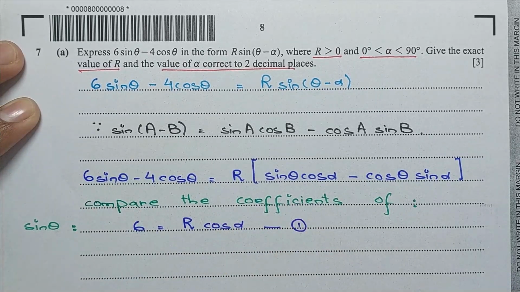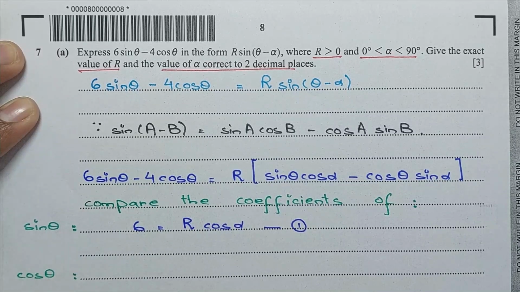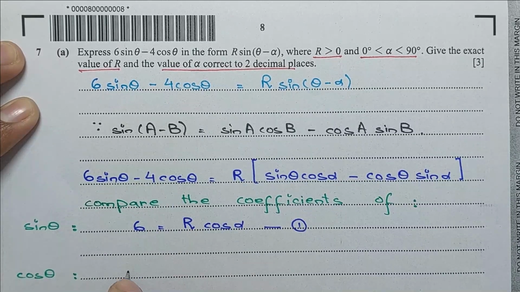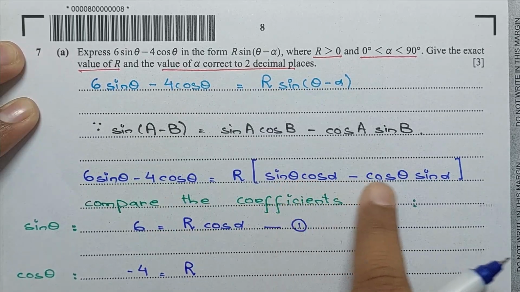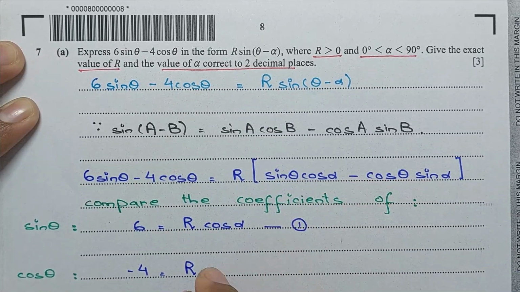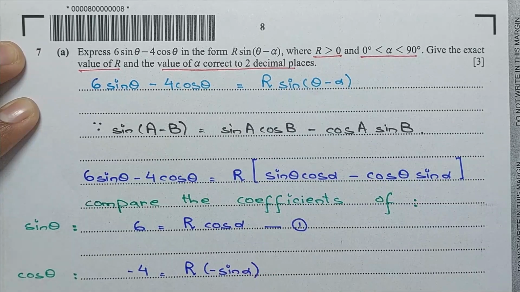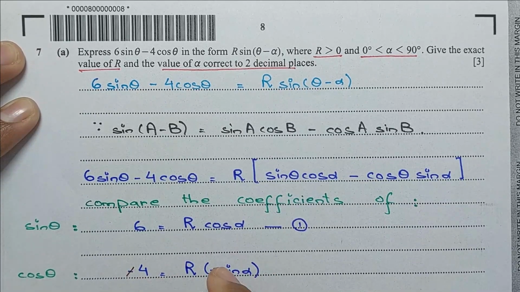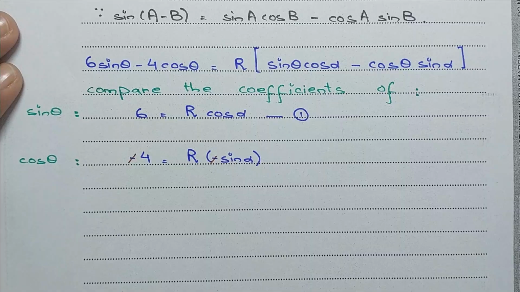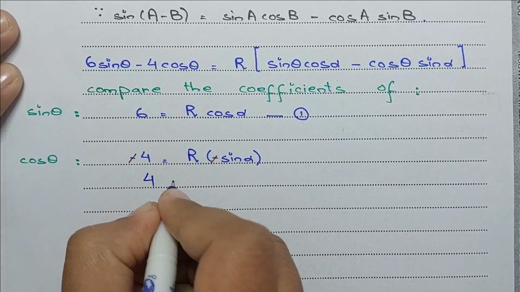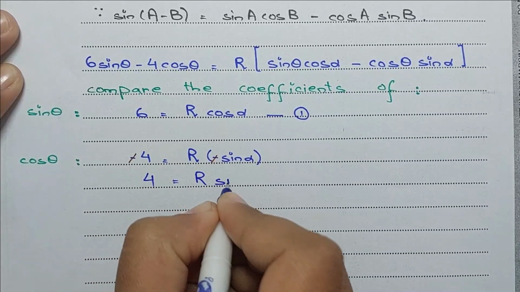Now compare the coefficient of cos theta. The cos theta coefficient is -4, and over here we have r times minus sine alpha. So here we can easily cancel the negative sign on both sides, and the second equation we got is 4 equals r sine alpha.